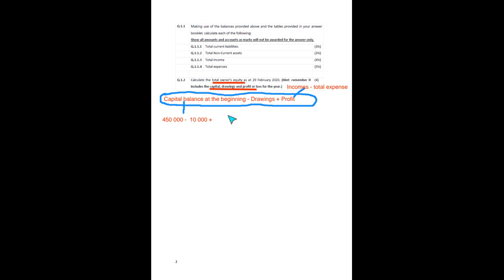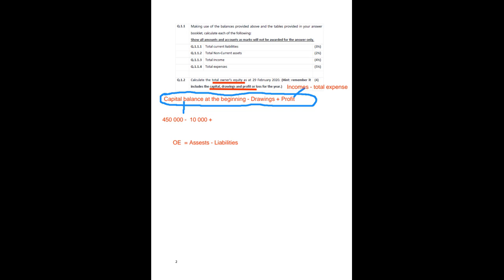But what if they ask for the other way of finding the owner's equity? You must know that if they ask you for the other way, it is going to be owner's equity. Write it as OE equals assets minus liabilities. So this is the other way of calculating the owner's equity.